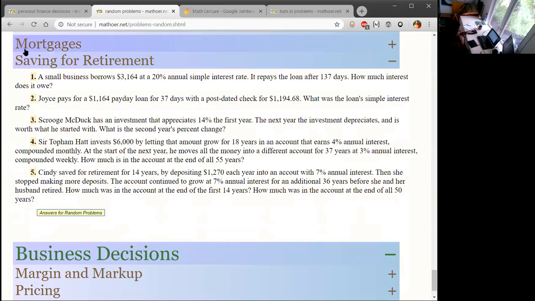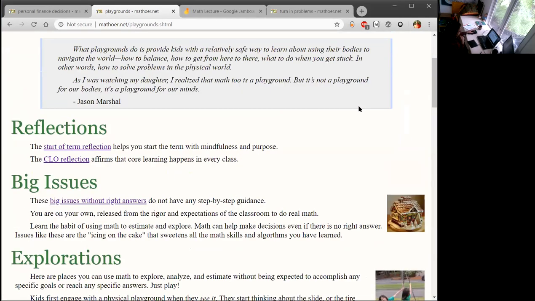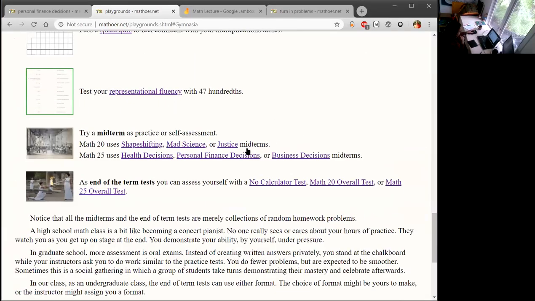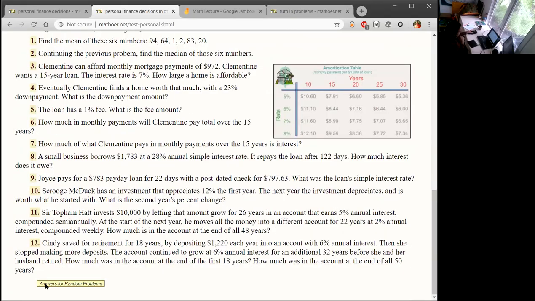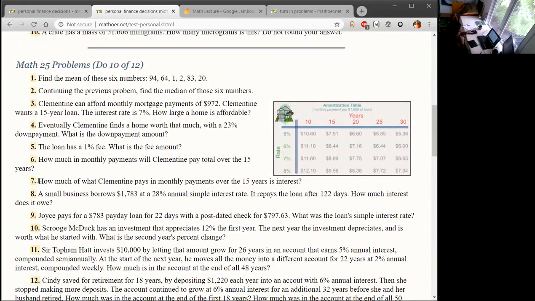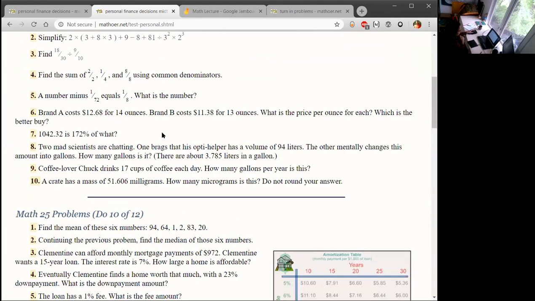Okay, now I'll finally trust that we've done enough of the random problems. As before, if you go to the practice tests, then the personal finance decisions midterm, you can do as many of these as you want and see the answers. All this is the random homework problems from these sections put together. So we don't have to do extra work for doing some practice midterm problems. So do these as much as you want by yourself.